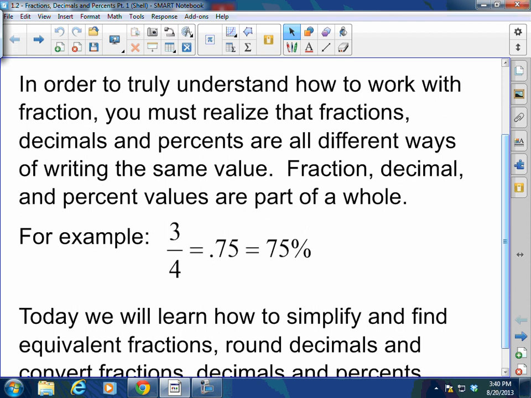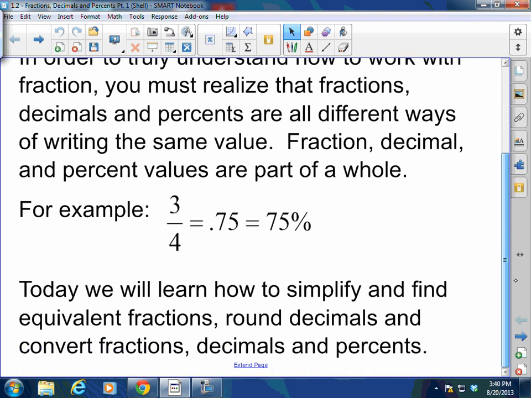Fractions, decimals, and percent values are part of a whole. Every single one of those is part of a whole. So 3/4 would be the fraction. It's 3 parts out of 4 parts. 0.75 would be the decimal conversion. It's not a whole, it's part of a whole. And then you have 75%. And 75% is also not 100%. It's not one whole. It's part of a whole.